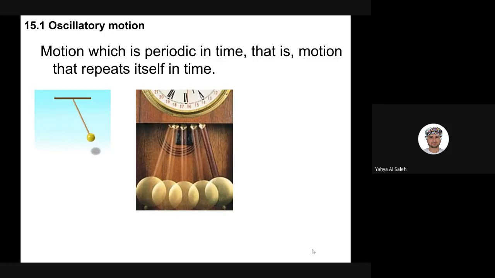What is special about this motion is that it is repeating. It keeps going from the same position to some other position and back to its initial position over and over again. It's repeating and it's periodic in time. It takes the exact same amount of time to go and come back over and over again.